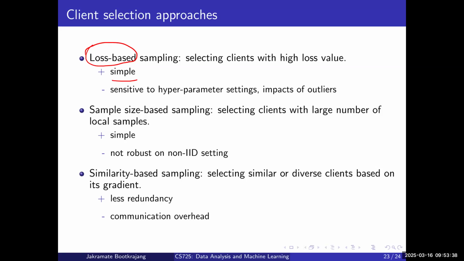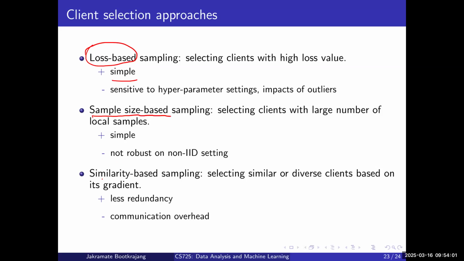So that we have the loss-based sampling. We have the sample size based sampling. This is what I mentioned previously. So the client with a larger number of data samples, you would pick it more often than the others.